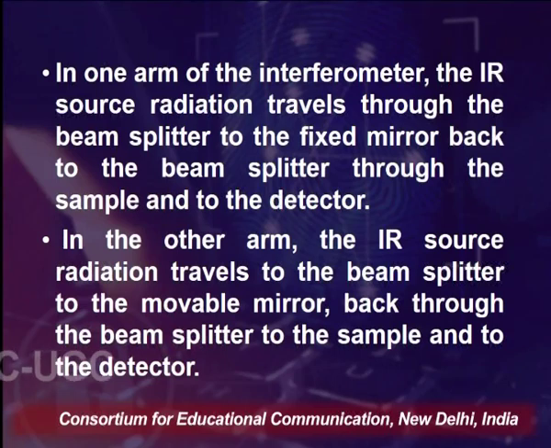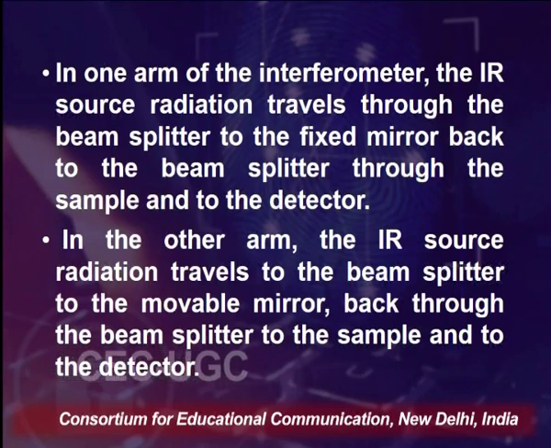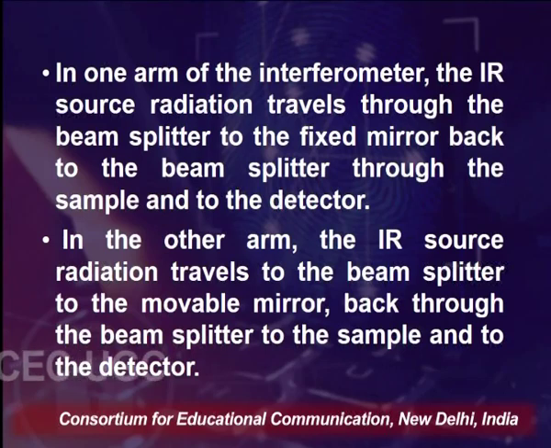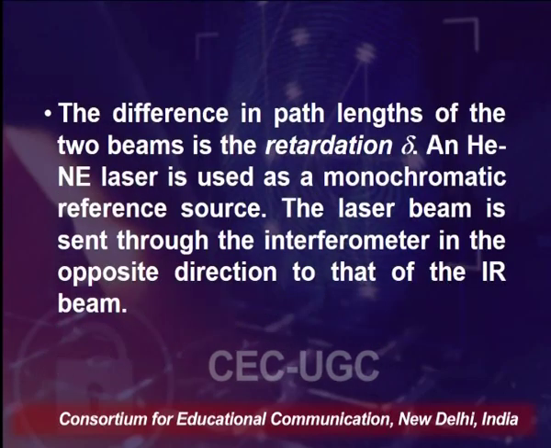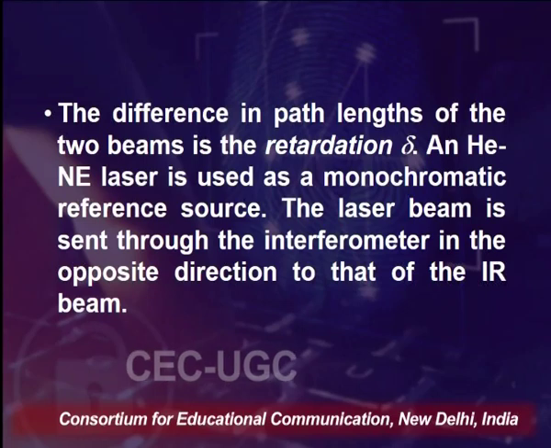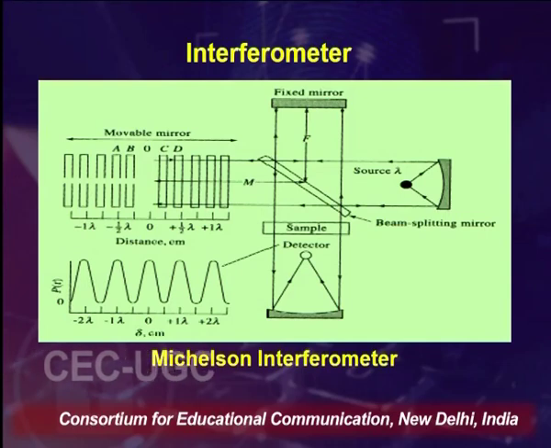In one arm of the interferometer, IR source radiation travels through the beam splitter to the fixed mirror, back to the beam splitter, through the sample and to the detector. In the other arm, the IR source radiation travels to the beam splitter, to the movable mirror, and back through the beam splitter to the sample and to the detector. The difference in path lengths of the two beams is the retardation. A helium laser is used as a monochromatic reference source, and the laser beam is sent through the interferometer in the opposite direction to that of the IR beam.